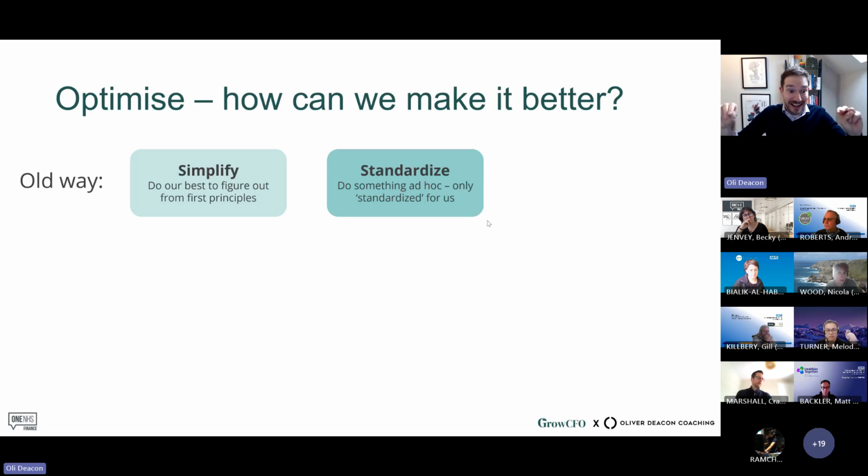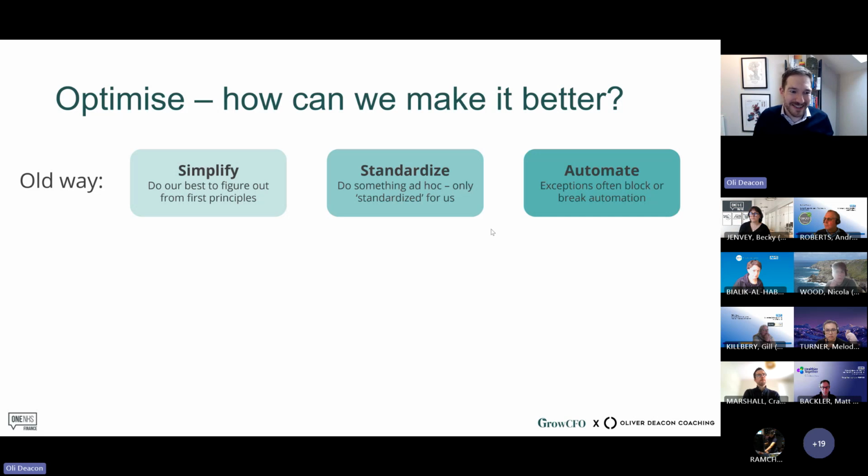And then they standardize. But in reality, we're not standardizing it. We're just doing what we think is some sort of version of standardized. And then we automate it. But the problem with the automations in the past is that most of our automations would break as soon as an exception came around, and it would require humans to get back involved. And so exceptions stop the automation from truly working and don't really save us any time. So we try and automate and standardize our processes, but we wouldn't make a lot of progress.